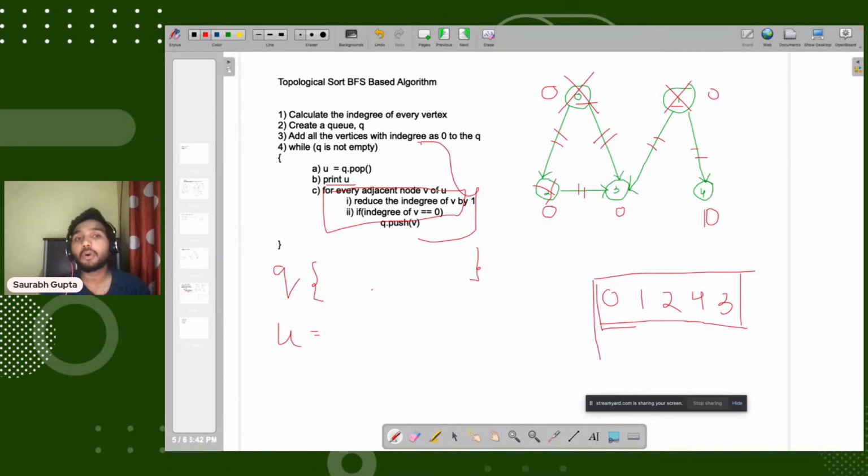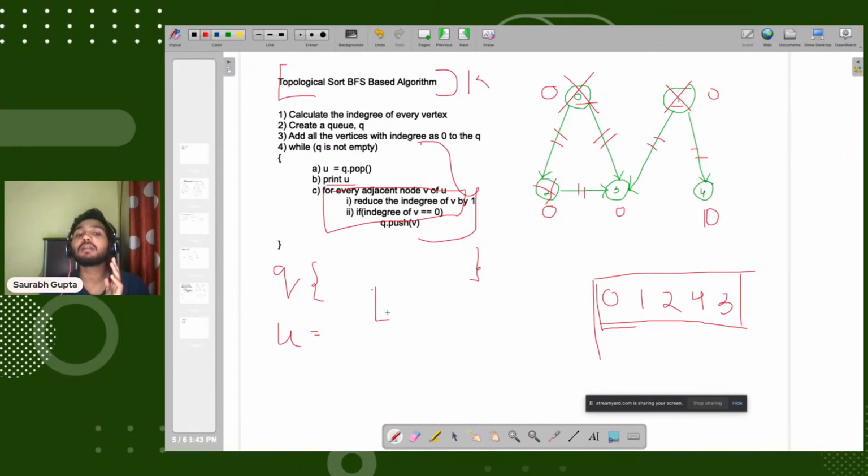So this was a very simple algorithm to find a topological sort of a directed acyclic graph, and this was a BFS based algorithm. You can also write the topological sort using a DFS based approach, which we will be discussing in detail in the course. One more thing, this BFS based approach is also called Kahn's BFS based sorting algorithm.